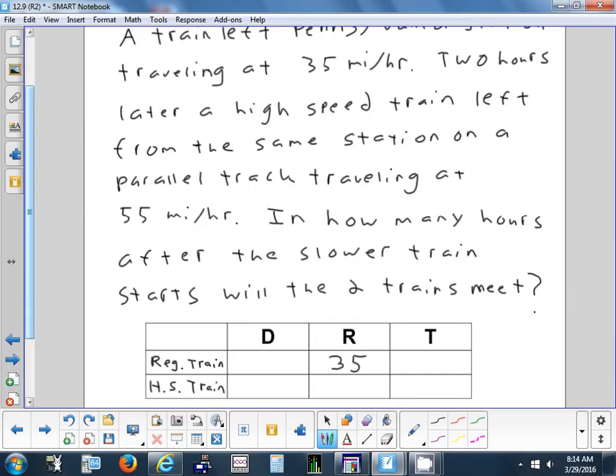Okay, do I know the speed of the fast train? Yes. Yep. 55 miles an hour. Okay, so that's 55 miles an hour. And now I know something about time. Okay, what I know about time is 2 hours later. So one of these trains left 2 hours before the other one.